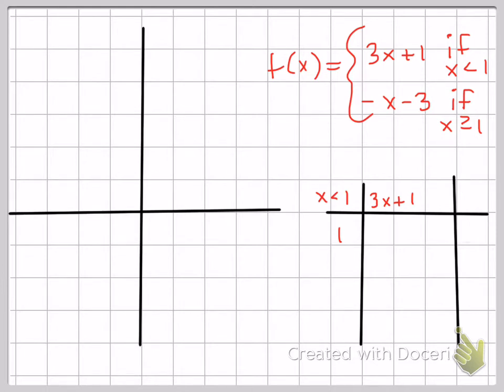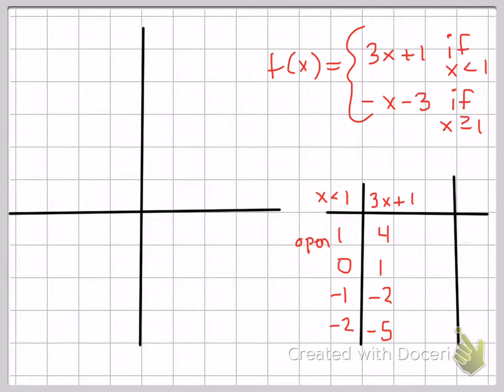So I plug in 1, 3 times 1 is 3, 3 plus 1 is 4. And maybe you want to write next to it, this is your open dot. And now I proceed from here, so all the values are less than 1. So I would say 0, negative 1, negative 2. If I plug in 0, I get 1. If I plug in negative 1, I get negative 2. And if I plug in negative 2, I get negative 5.